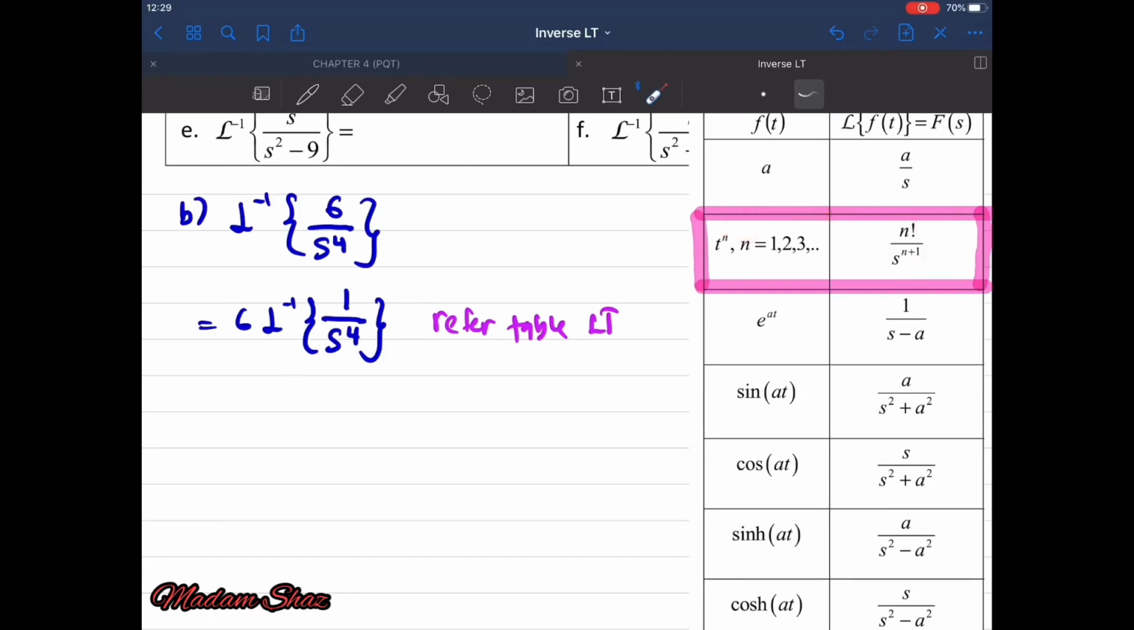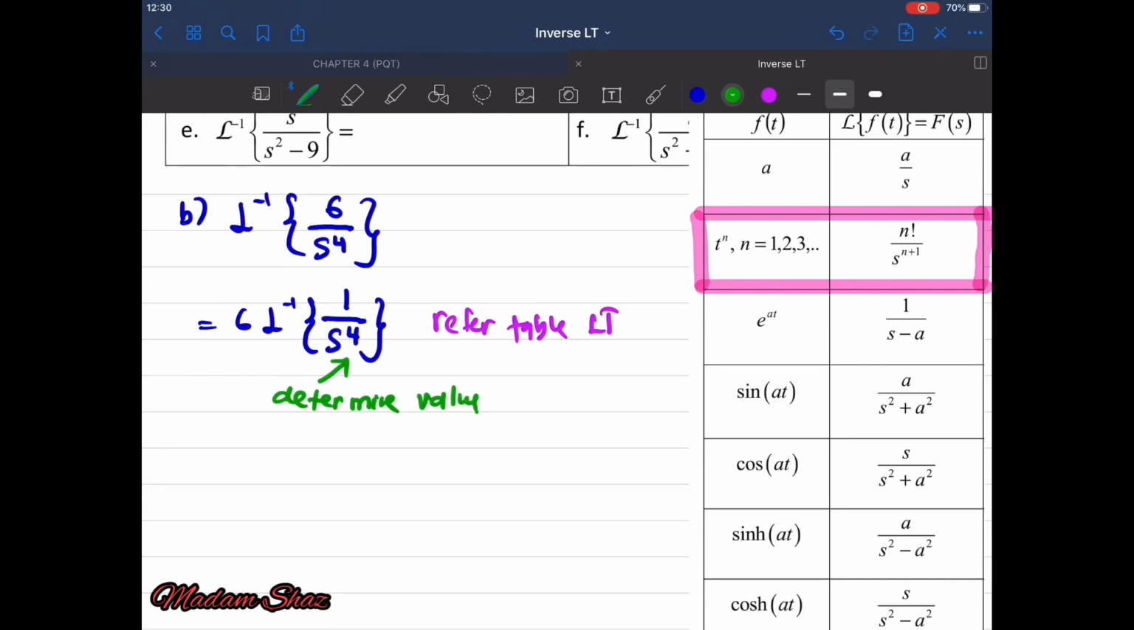So now you have to determine what is the value of n. At the upper side here is n factorial, at the bottom here is n plus 1. So is it possible that our n factorial is equal to 1? No, right? Because at the bottom here we have 4. So our n here, you have to determine from the bottom side.